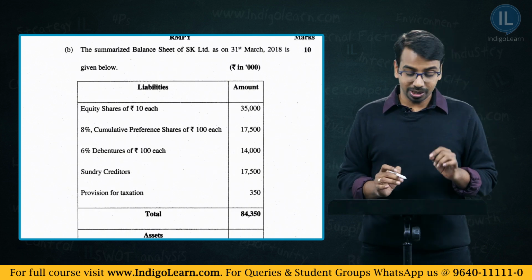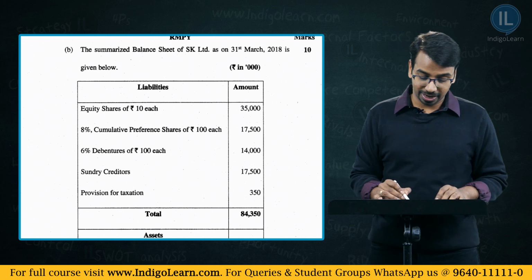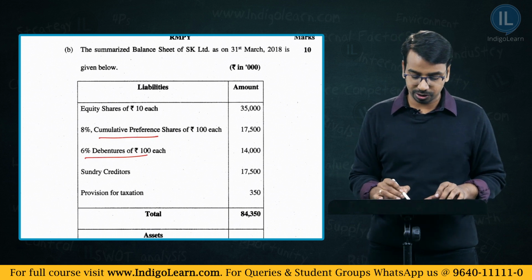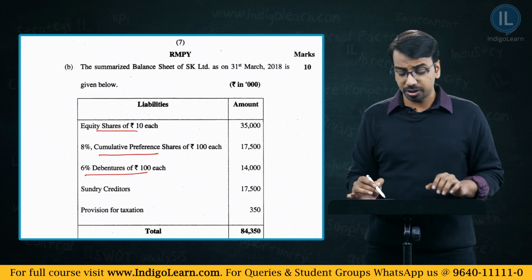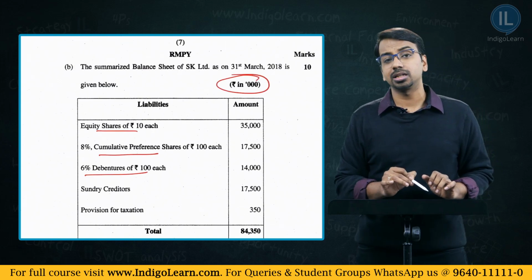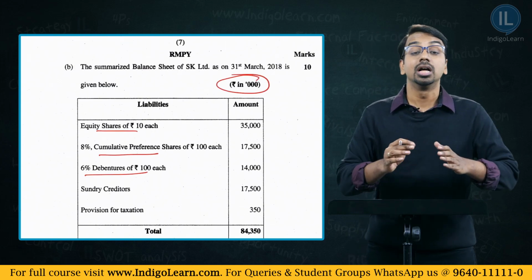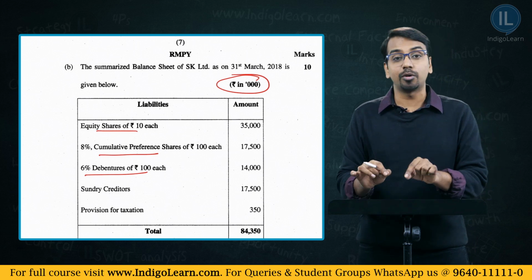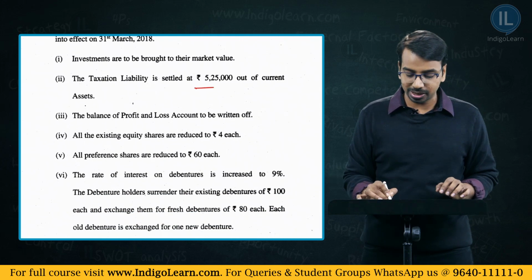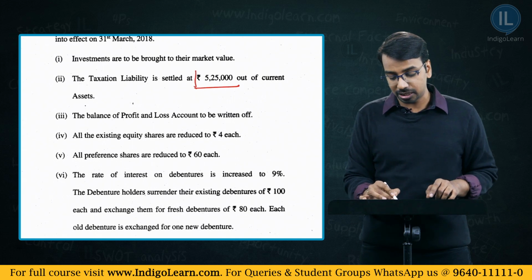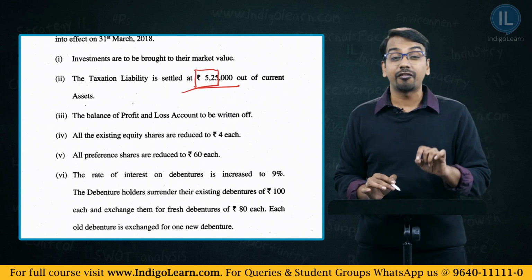The next question is on internal reconstruction. Here we have some cumulative preference shares, debentures, we have equity shares, and then creditors, provision for taxation. The only thing special here is the amounts are given in thousands. So you must be very careful when you are reading the numbers. Here the amounts are given in 1000, but when you come down to the adjustments, you are given numbers in absolute terms. So this is not to be read as 525,000, it has to be read as 525.